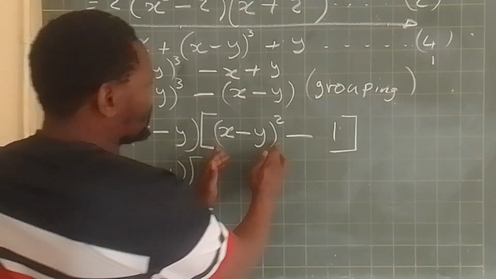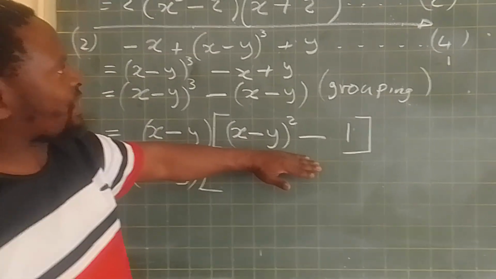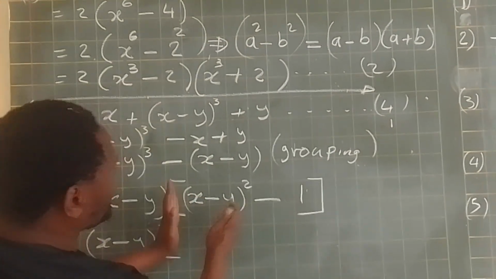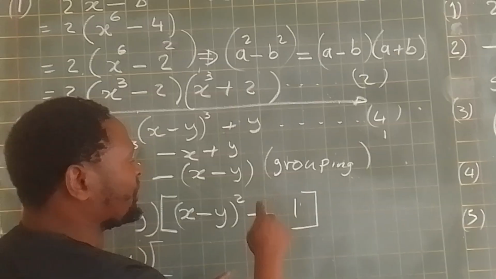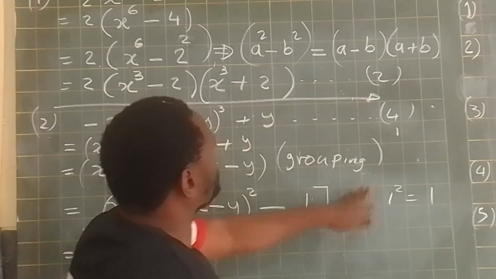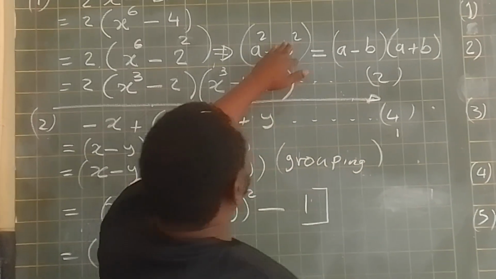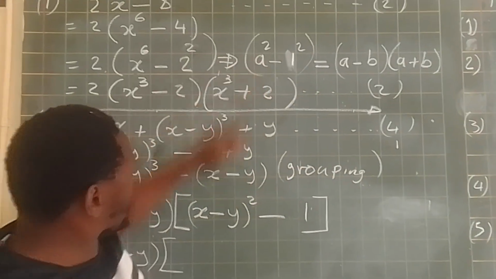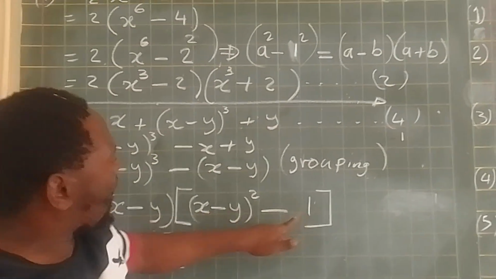If you check this, it's the same as the difference of 2 squares. Here is the difference of 2 squares. This is A, this is B. Here, your 1 can be squared. 1 squared is the same as 1, so you put a 1 squared here. This is A. Your A is x minus y. This is your B, 1 squared.